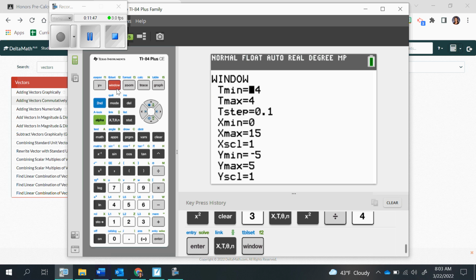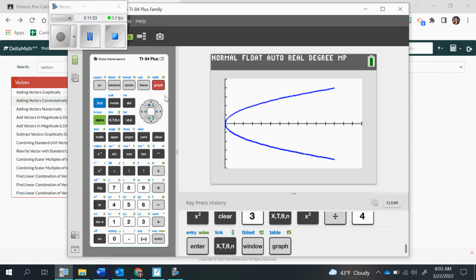We already set our window to everything we wanted. T was -4 to 4. And now all we have to do is hit graph and your function will come up. Okay, your parametric equation in this case. So you'll see if you plot it, this is exactly what it will look like. I believe we already, no, we didn't look at this one in notes, but I'll show you in a little bit how to get it in terms of one variable, and you'll be able to show what the figure is.